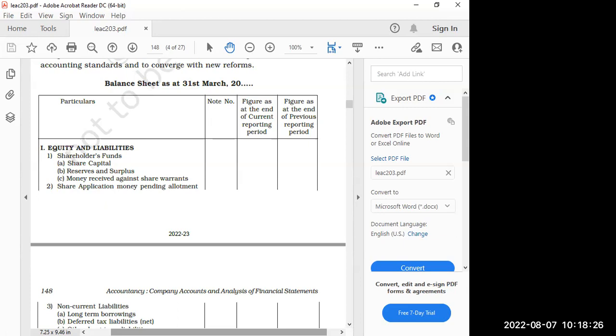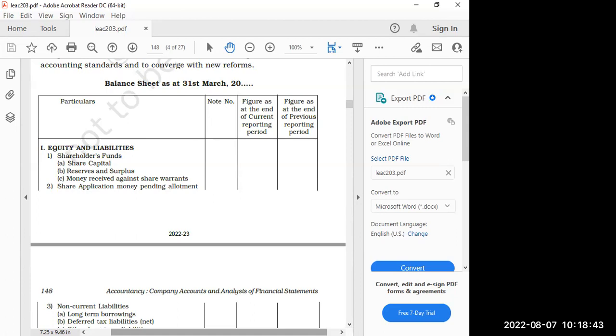Okay. What is note number? Note number means, for the amount written against one of the items, how that amount has been arrived at. Is it rightly taken from the trial balance or is there some plus minus done? That workings need to be shown in the note number.